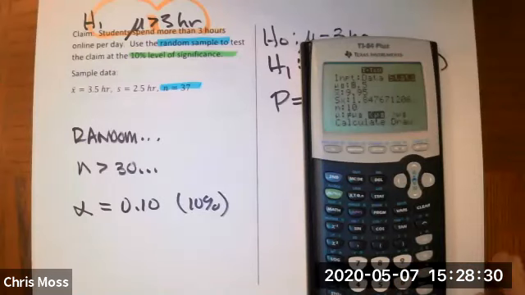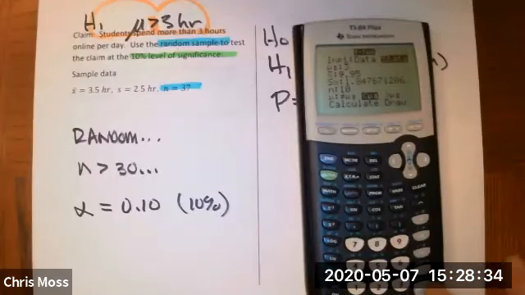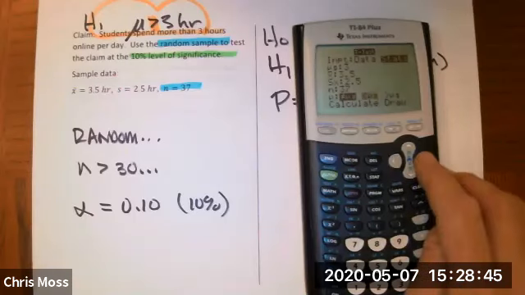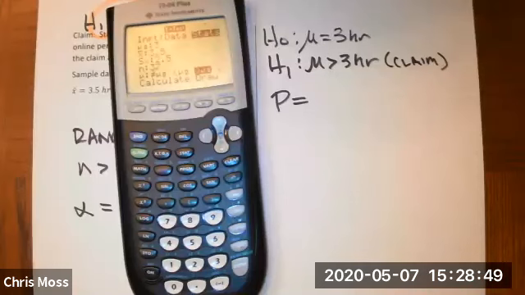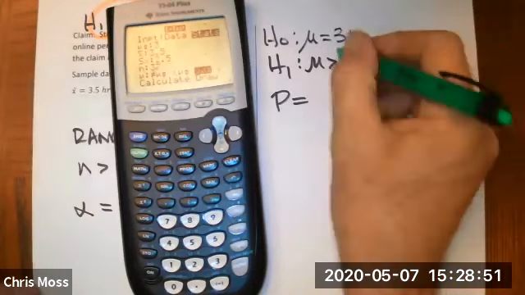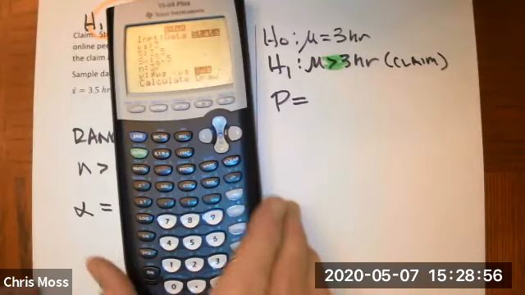My claim was a mean of 3 hours. My data says I have 3.4 for my sample mean, 2.5 for my sample standard deviation, and a sample size of 37. I have a right tail test. How do I know it's a right tail test? Remember, the test comes from the alternative hypothesis. If you get that wrong, everything's wrong.